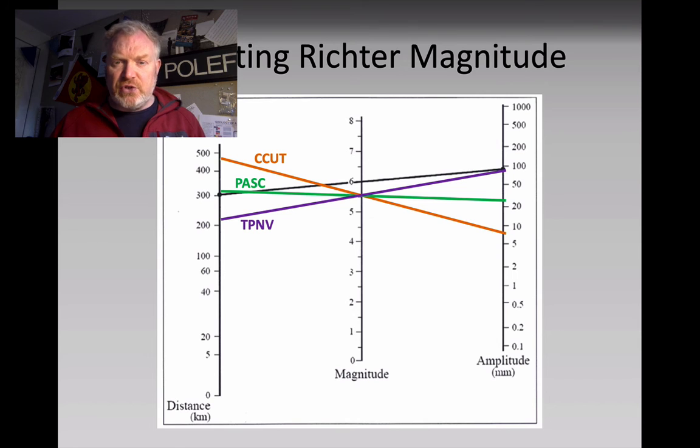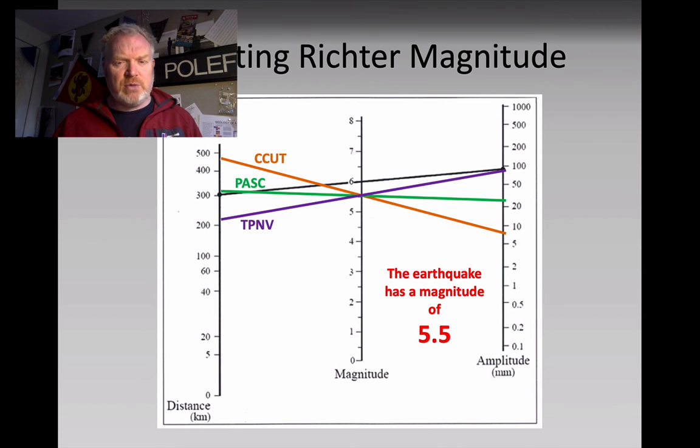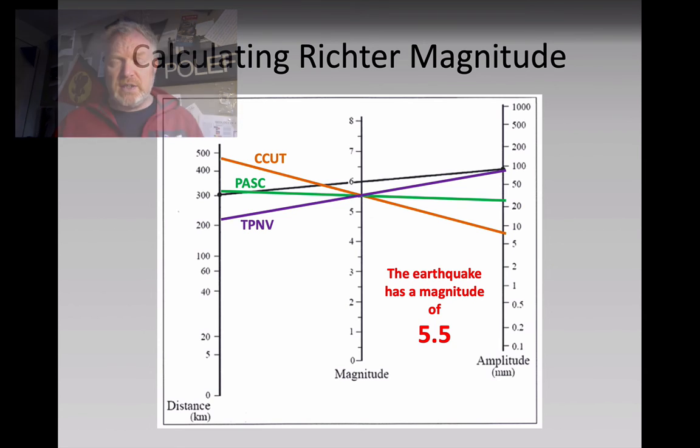So you can see those three lines there, all crossing in the same place on our magnitude column. So the earthquake there has a magnitude of 5.5. What do we think? Is that a big earthquake? A small earthquake? A medium one? How much damage is that likely to cause, particularly to a place like Death Valley?